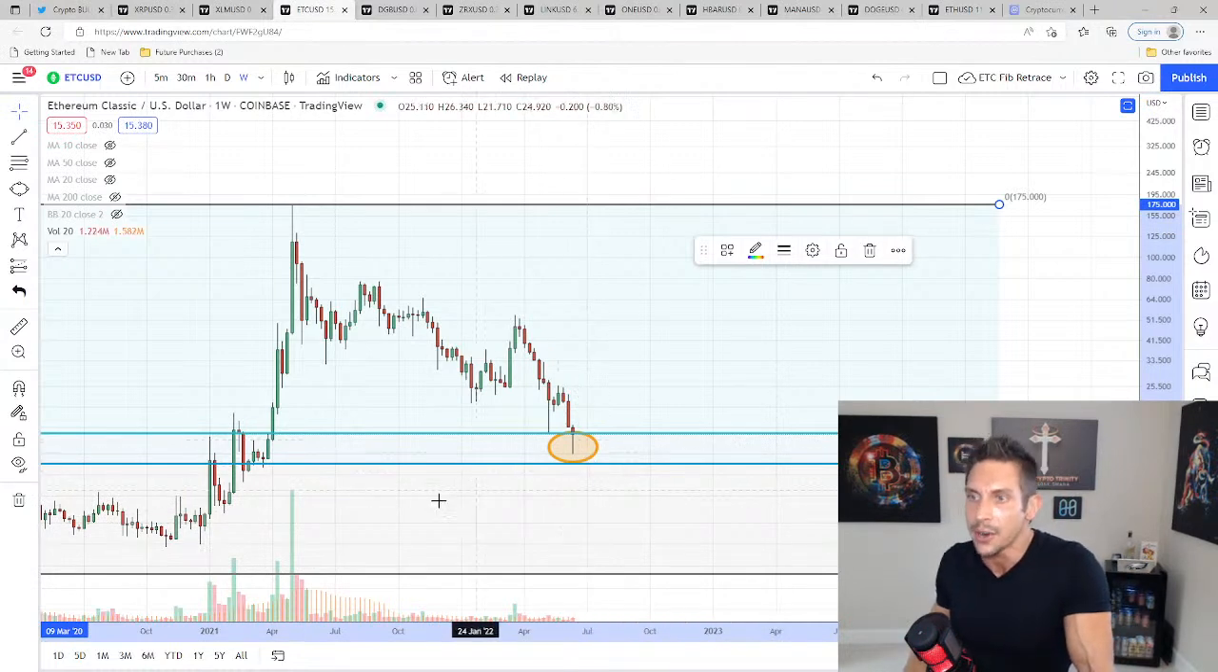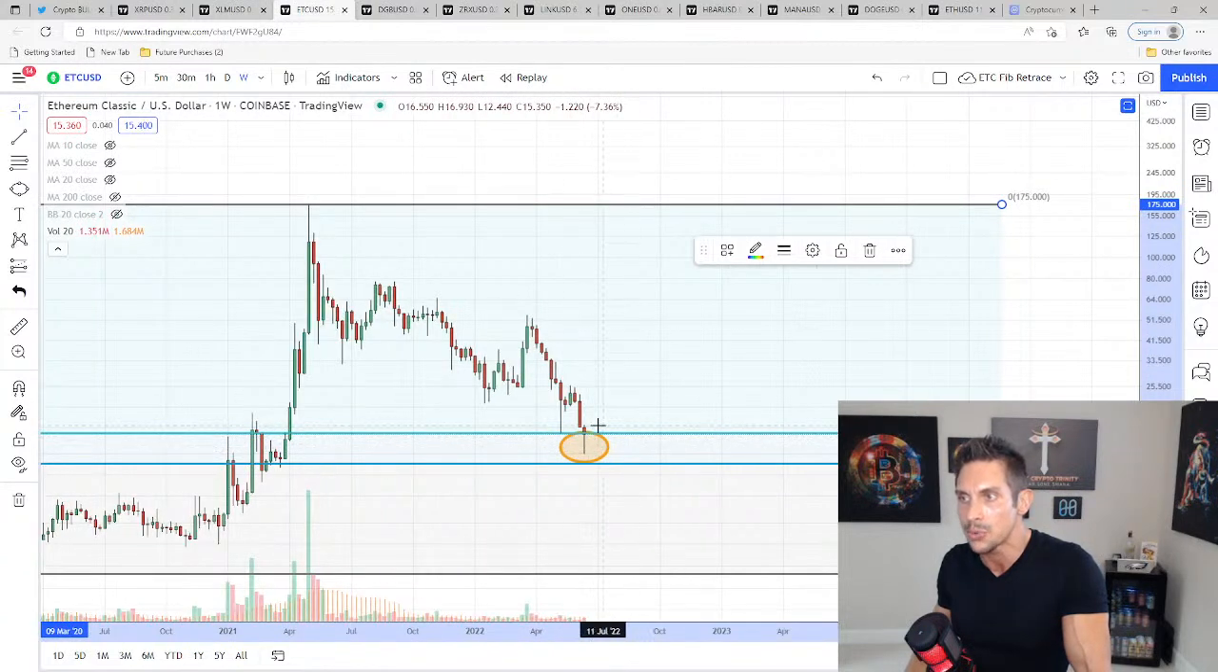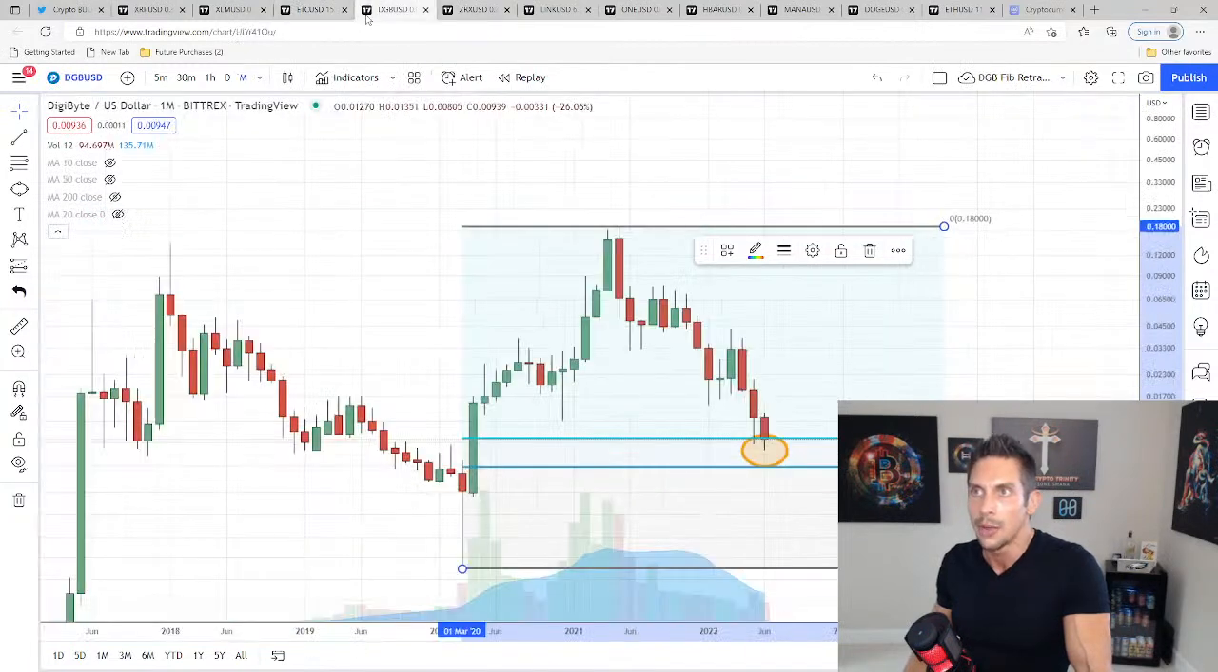And as you can see here, what has Ethereum Classic done? This is a weekly view. We bottomed in March of 2020. We had a high in May of 2021, and look where we retraced, right in between the 0.618 and the 0.702, okay? We go to Digibyte.